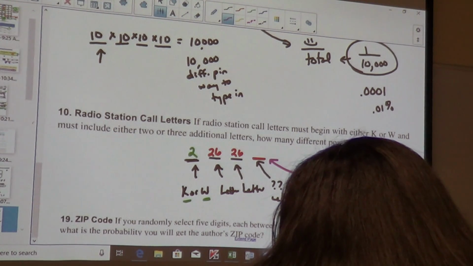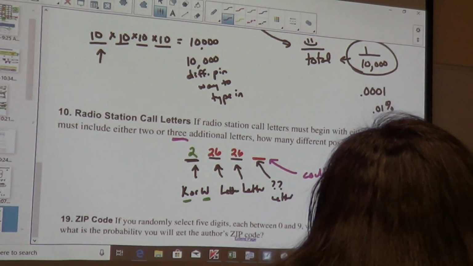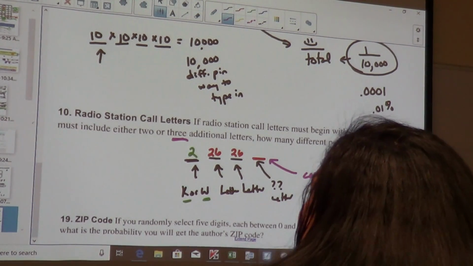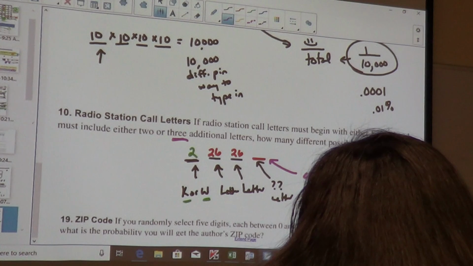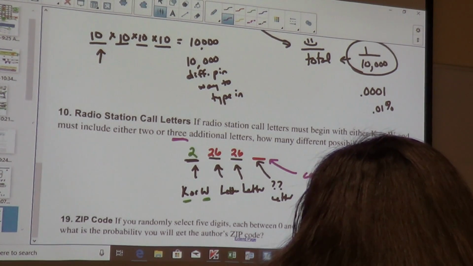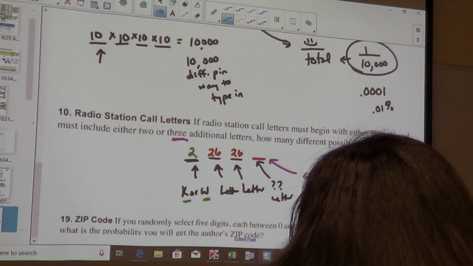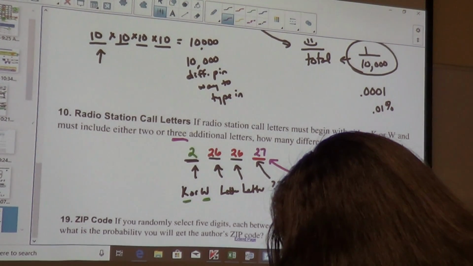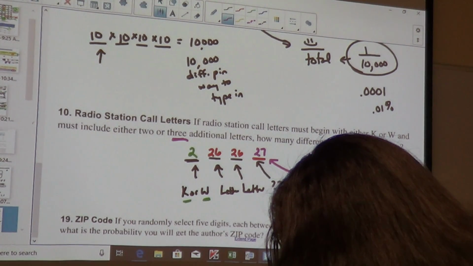This last blank could be a letter because it said 2 or 3 additional letters. So it's got to have 2 letters. It could have 3 letters or it could not have 3 letters. So it could be a letter or it could be blank, meaning there couldn't be anything there. You with me? So if it's a letter, how many choices do we have? 26. If it's blank, that's 1 choice. So there's a total of 27 for that one. 26 letters or a blank. That's 27 choices.